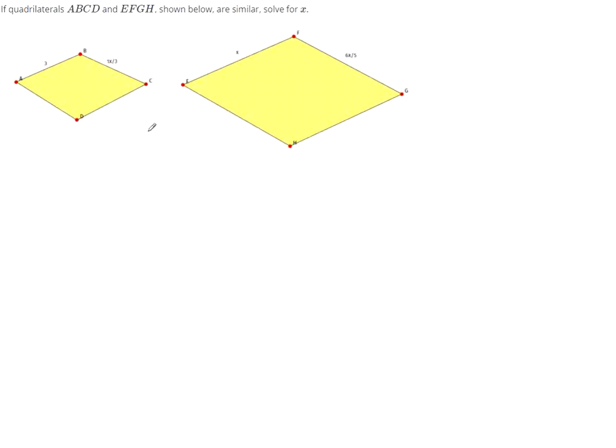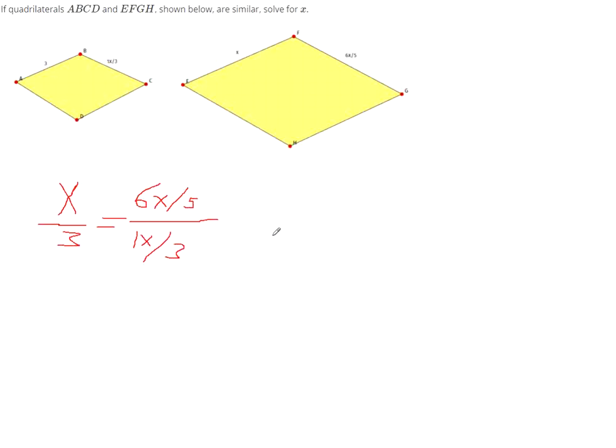Sorry it's so small, but here's another one where we're told these are similar. That means I can take the big side, divide by the small side, set that equal to the big side, divide by the small side. So I'm going to take x over 3. I'm going to set that equal to 6x over 5 divided by 1x over 3. So 6x, I'm going to use the slash notation because this is the top part of the fraction, and it's divided by 1x over 3.